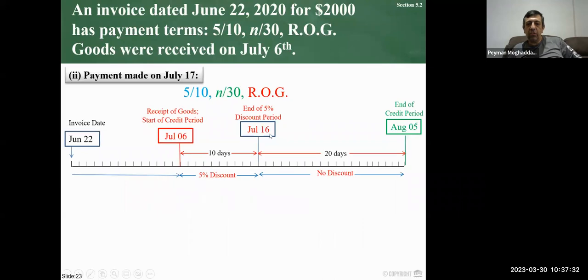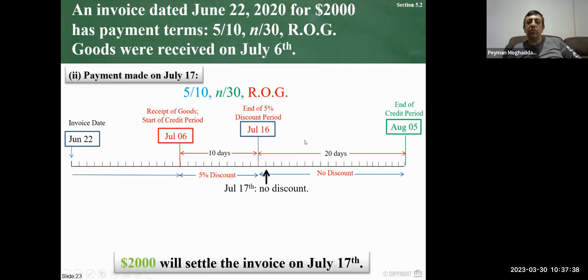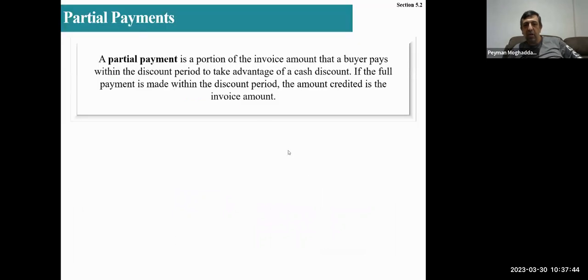And the other question, July 17, this is going to be between July 16 and August 5th, and no discount. So you get the $2,000. So it's $2,000 and $1,900, which you guys basically guessed correctly. Okay.